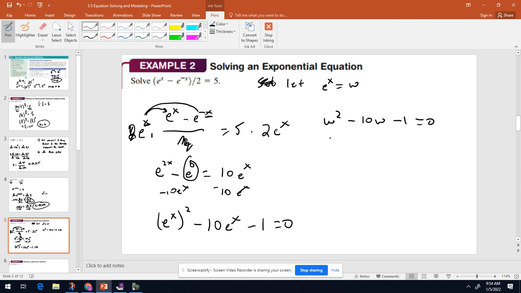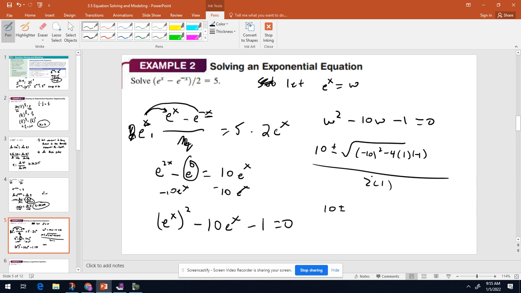Right? So again, why did I do that? Because I know how to solve this. This right here, I can use the quadratic formula. 10 plus or minus the square root of negative 10 squared minus 4 times 1 times negative 1 all over 2 times 1. When I go through and put this into Desmos or my calculator, 10 squared is 100, negative 4 times 1 times negative 1 is a positive 4.